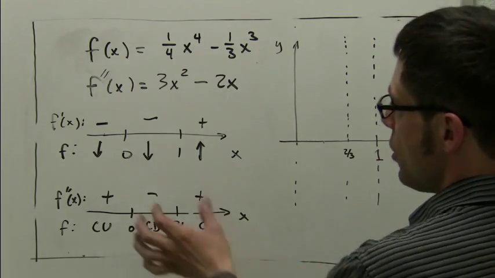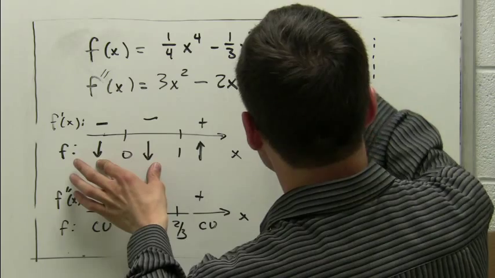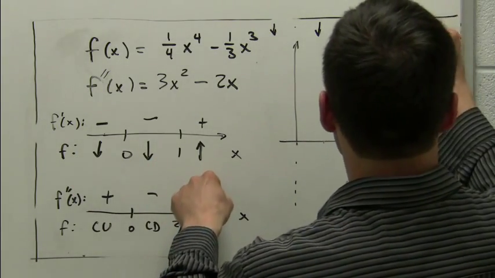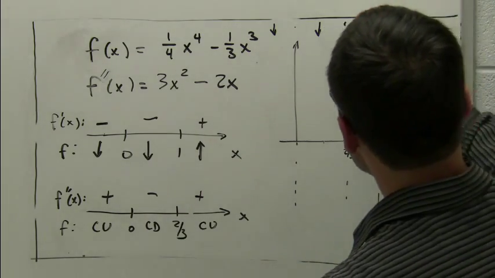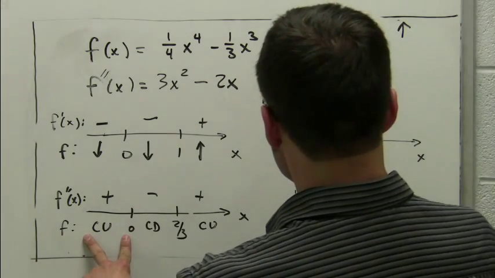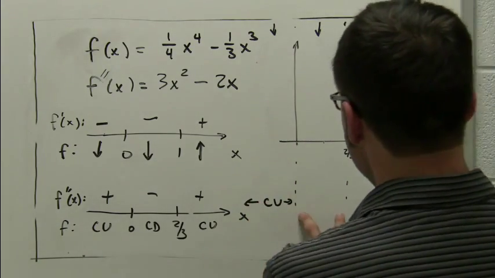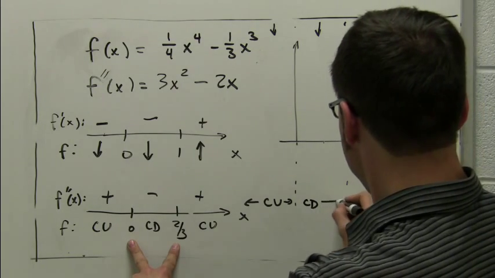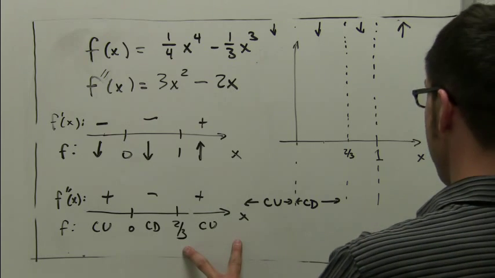So what's happening is, notice how the function is decreasing before and after 0. So the function is going down over here. It's still going down. It increases after 1. So after 1, it goes up. Okay, still decreasing up to this dotted line. The function changes concavity after 0. So it's concave up over here, in this portion of the domain. It's concave down between 0 and 2/3. See that? It's concave down over here. Then it's concave up again after 2/3.